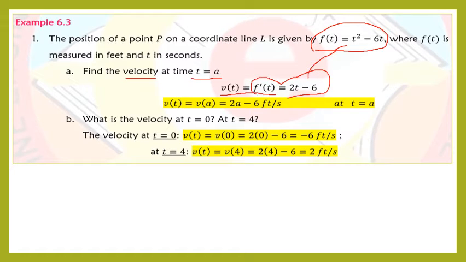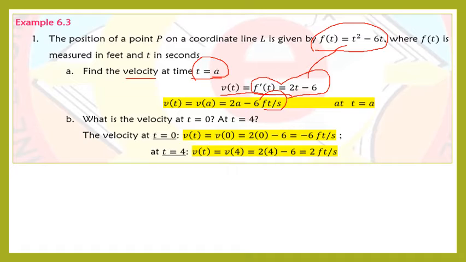So, ito yung gagamitin natin na function para masubstitute natin yung t equals a. When we substitute t equals a, magiging v of t equals v of a, which is equal to 2a minus 6 feet per second. So, nilagay ko na yung measured na or yung units na binigay, which is in feet and t in seconds. Okay.